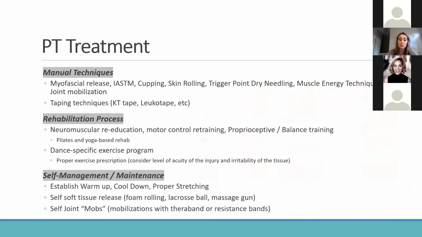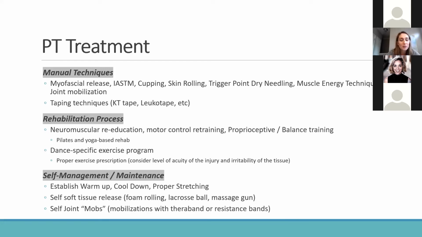joint mobilization, mobilizing joints that need to be mobilized, being careful of really hypermobile joints, or especially joints that are prone to subluxation or dislocation, and then utilizing our taping techniques. The KT tape, are we using it to facilitate a muscle, or are we going to use it to inhibit a muscle? Using our leuco tape maybe to actually stabilize a joint that needs to be kind of set back into place as we're going through our rehab process.